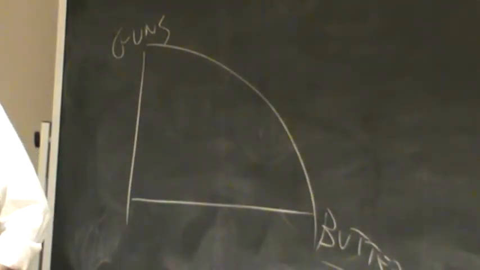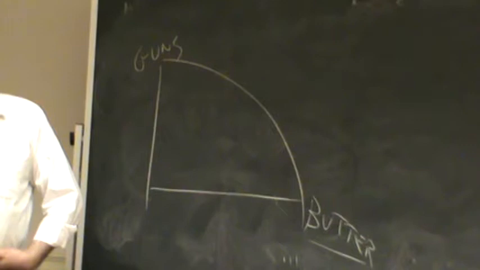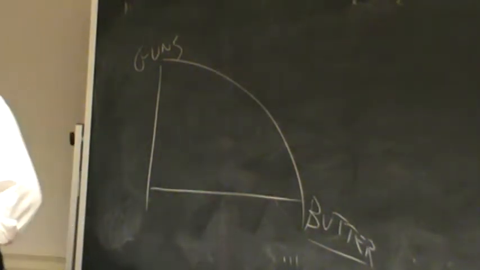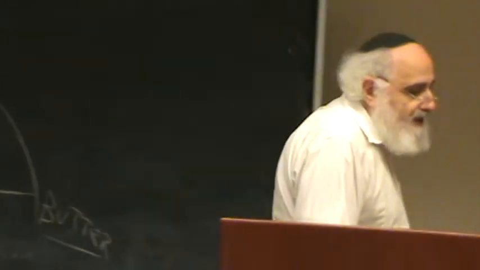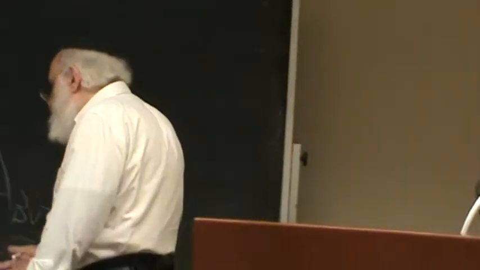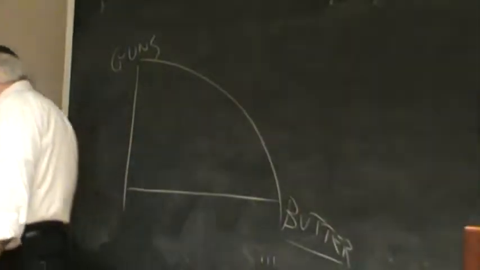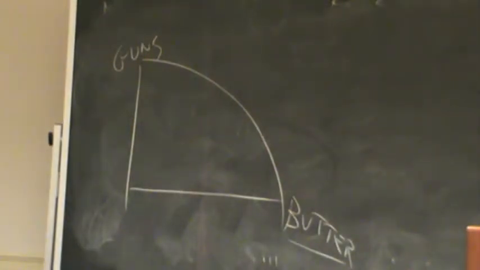Guns means military goods, and butter means consumer goods. In other words, guns and butter are only an example for the goods that we have. All we're trying to do is split the goods in society into two sections: military goods and consumer goods.